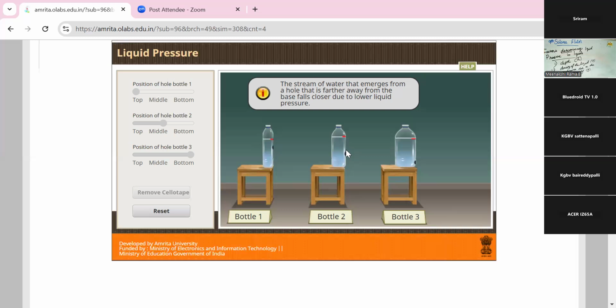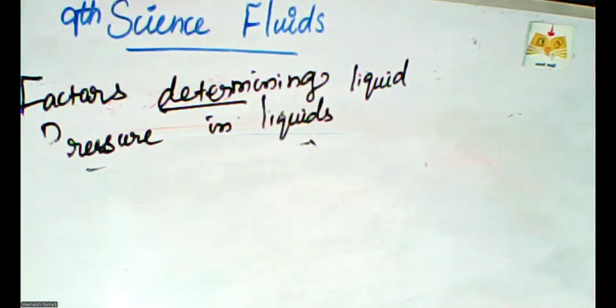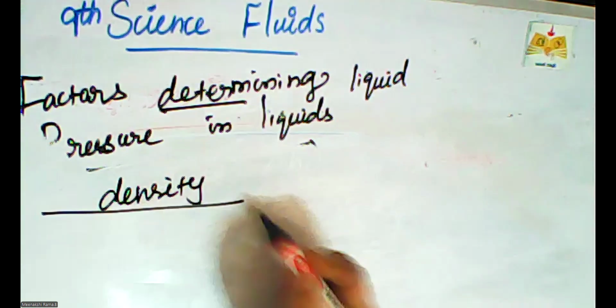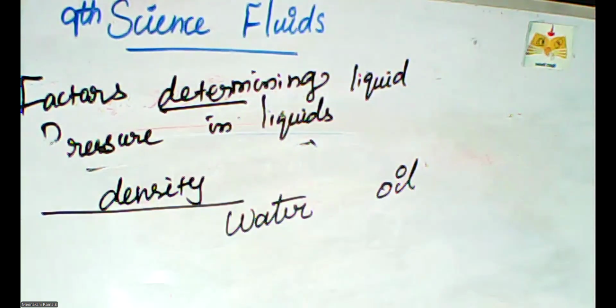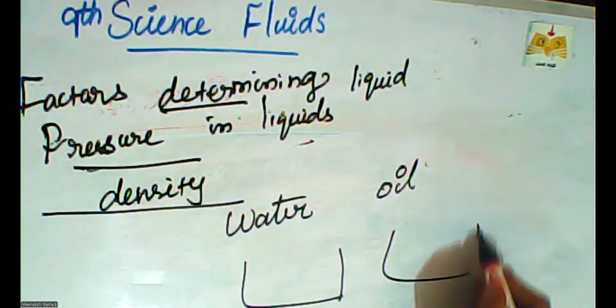Okay. So I think the second concept is density. So how can we identify the density concept? So, density. We will use water and oil, cooking oil or different kinds of oils. Okay. So first we are taking two kinds of liquids, that is water and oil. We are taking two containers.